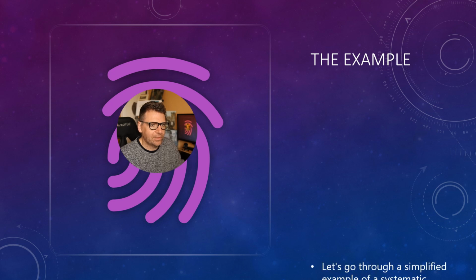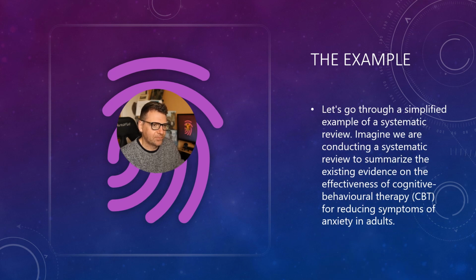Now here's a more explicit example. Let's go through a simplified example of a systematic review. Imagine we are conducting a systematic review to summarize existing evidence on the effects of cognitive behavioural therapy, CBT, easier to say, for reducing symptoms of anxiety in adults. Let's say that's our research title, and someone has asked us to do a systematic review on that. I'm going to guide you through the different steps on how to do that.